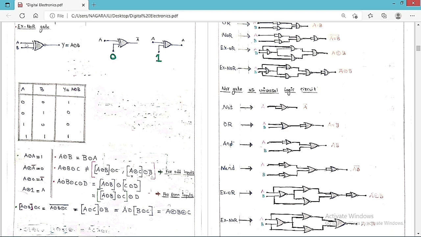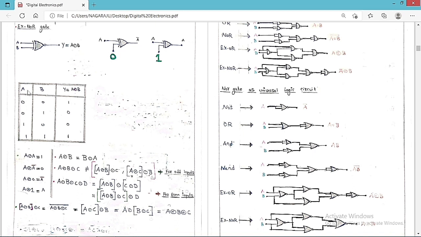So now the last gate is called the XNOR gate. If you keep a NOR gate after the XOR, you are going to get the XNOR. So this is A, this is B, and Y is equal to A XNOR B. The symbol is like the XOR with a circle, the dot, and it is called A XNOR B, which means A XOR B whole complement.